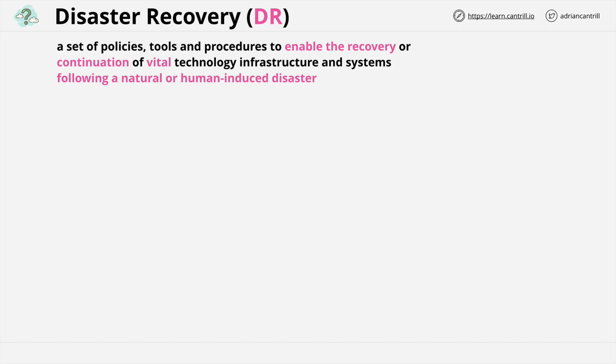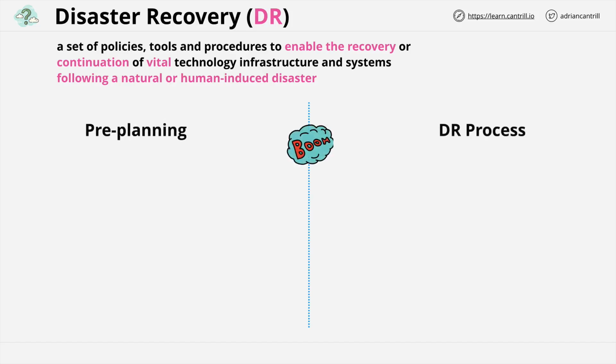So if high availability and fault tolerance don't work, what then? What if your building catches fire, is flooded, or explodes? Disaster recovery is a multiple stage set of processes, so given a disaster, it's about what happens before, so the pre-planning, and what happens afterwards, the DR process itself.